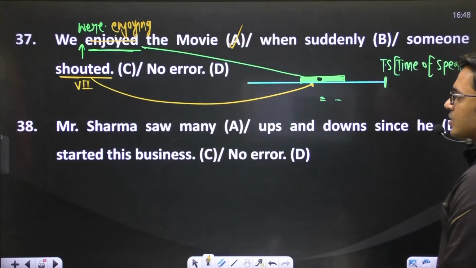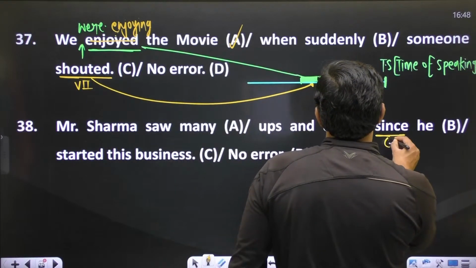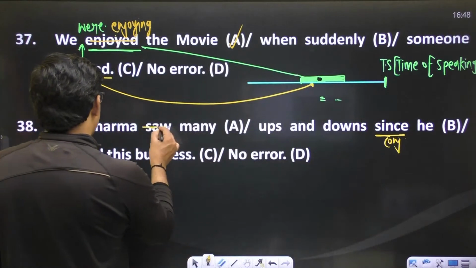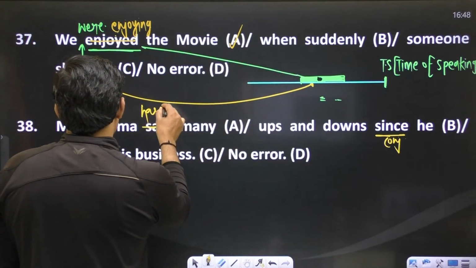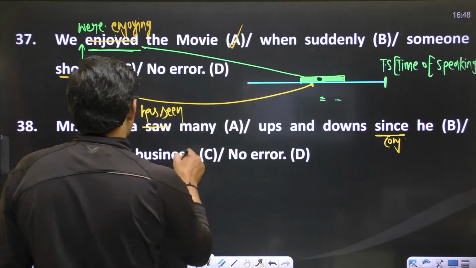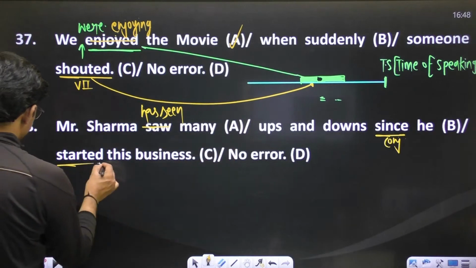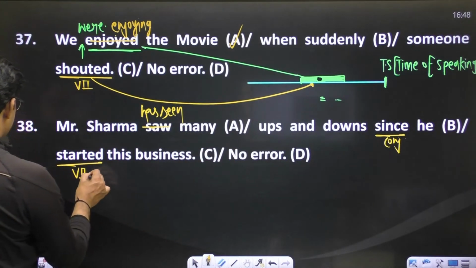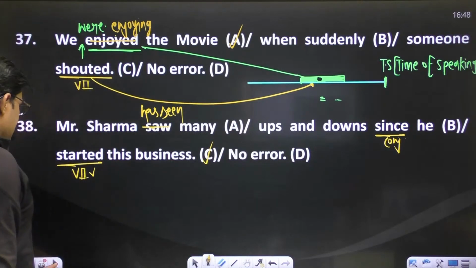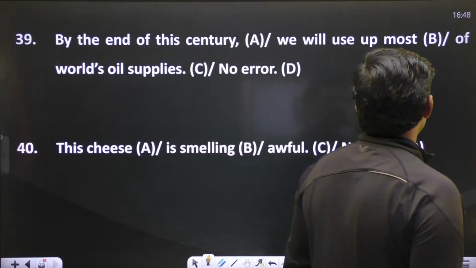Mr. Sharma so many ups and downs since. This conjunction since demands present perfect before it. So to make it present perfect, the sentence will be: Mr. Sharma has seen many ups and downs since he started. And after this since, we use past indefinite. Started is the second form, past indefinite tense. The sentence is okay.